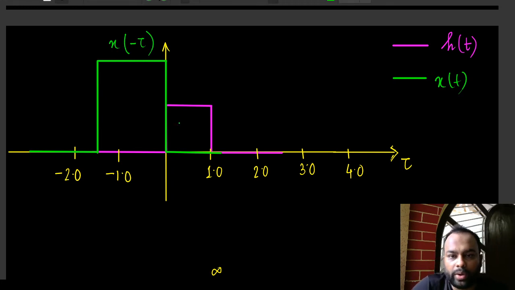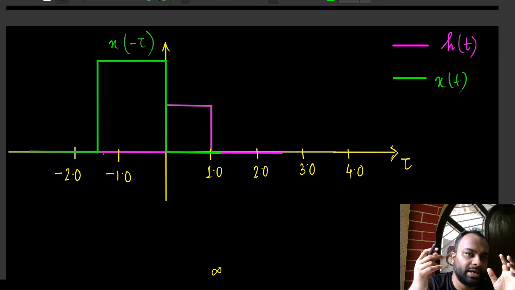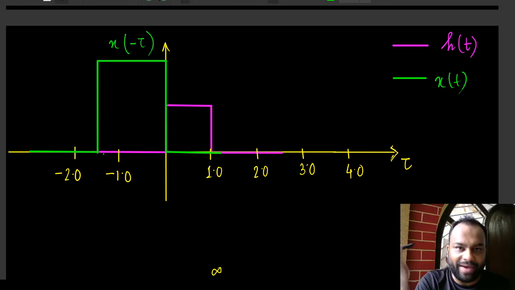Right. So we have h tau, this purple one, and this green one is x of minus tau, and we want to multiply these two. Multiplying two signals might seem difficult at first, but what am I doing? I'm just multiplying their values, their amplitudes, whatever you want to call them.